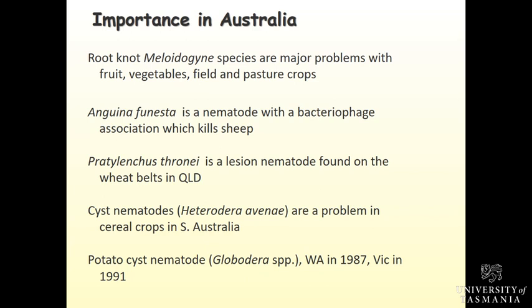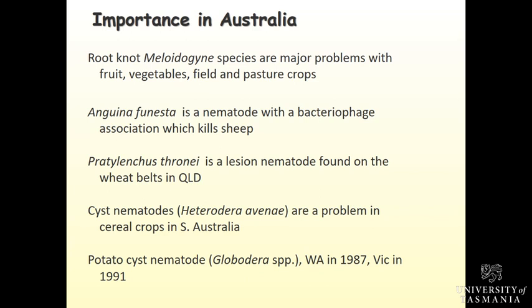Anyway, lesion nematodes, big problem in the wheat belt, these lesion nematodes. Similarly, cyst nematodes in cereals are a huge problem. Potato cyst nematode is a very nasty one. We don't have it here, thankfully. We've got it. It was in WA.